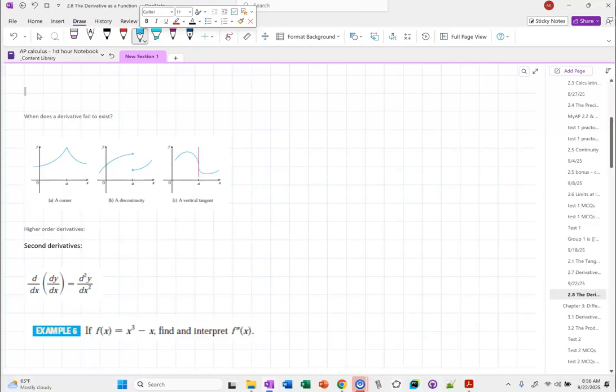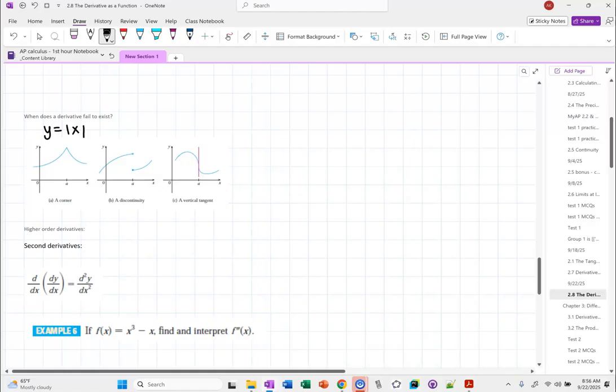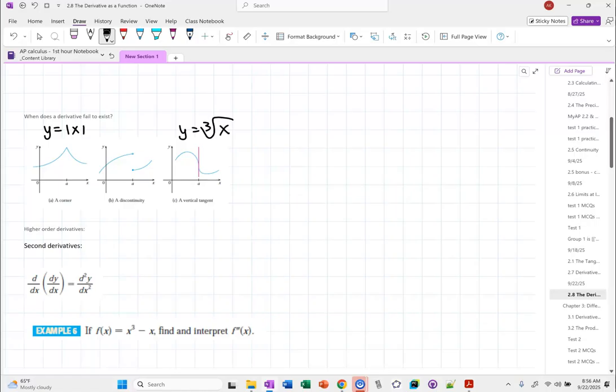So your canonical examples of these things are the absolute value, the cube root, and then the discontinuity is potentially any piecewise function. But it's easy to make a corner with a piecewise function too. You guys okay with that?